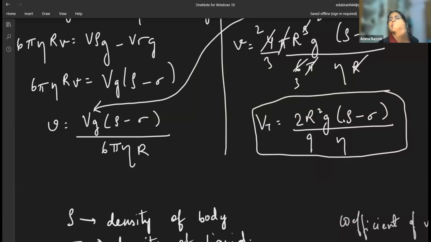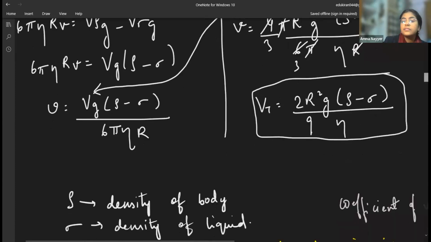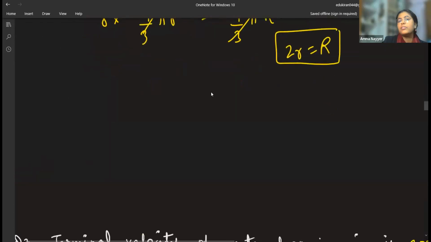Those same water droplets have combined. So density here is also constant. Radius is changing. It was initially small r for the smaller droplets. It is now capital R for the bigger droplet. If you take the ratio between the terminal velocities of the small drops and the bigger drop, do we need to write everything? Can you notice that everything will be cancelled? 2 by 9, g, rho minus sigma, eta, these will be cancelled. Only terminal velocity and radius will not be cancelled, because obviously radius is changing.